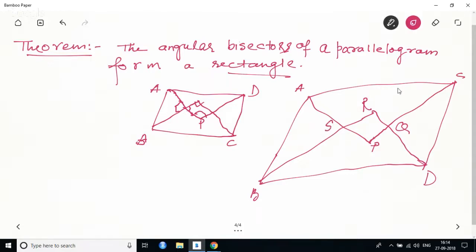So this is S. Now we have just proved that any two consecutive angular bisectors, or angular bisector of any two consecutive angles, will meet each other at 90 degree. So angle P would be equal to 90 degree. We have just proved that. Similarly, angle R, which is at the point where angular bisector of angle B and D are meeting, would also be equal to 90 degree. As simple.